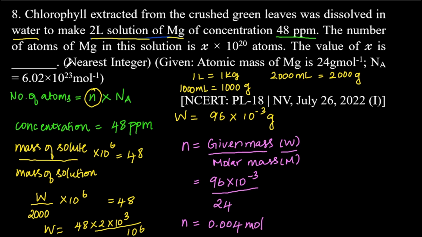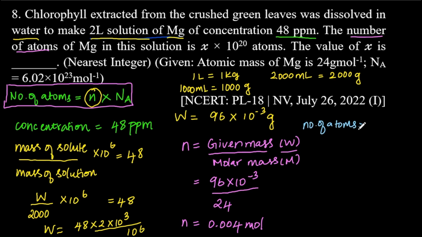Now the question is you have to find the number of atoms. So already we have written that number of atoms is equal to number of moles into Avogadro number. So we already got number of moles. Therefore number of atoms is equal to number of moles, 0.004, we can write as 4 into 10 power minus 3, multiplied by Avogadro number, which is given in the question as 6.02 into 10 power 23.